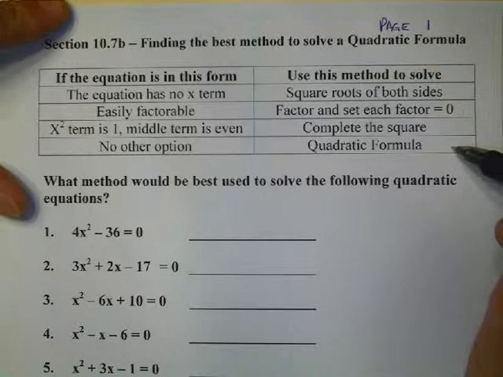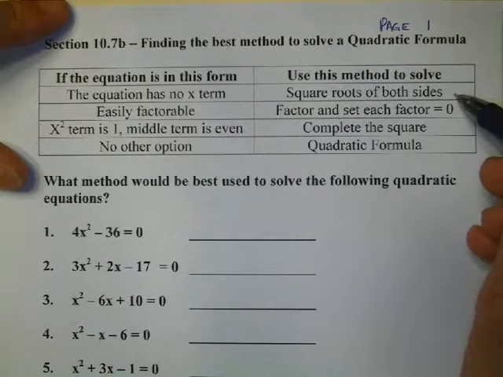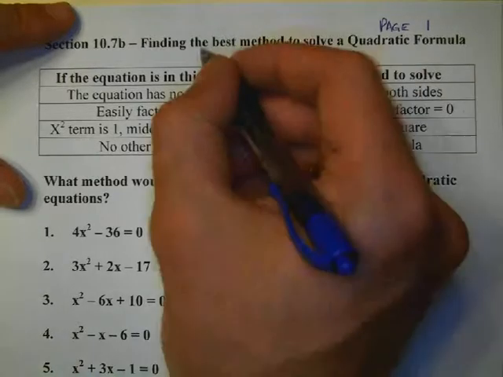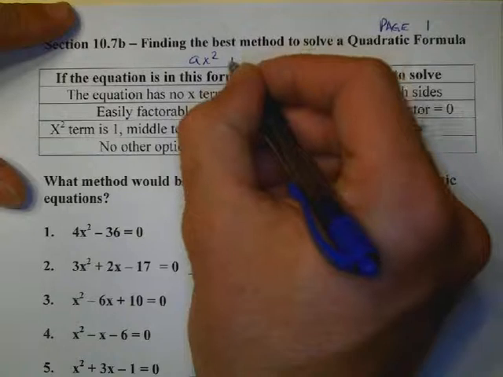The quadratic formula works for every single problem, but it's the longest, and taking the square root of both sides is the quickest and shortest method. As we look at our problems, we want to identify which one has the best method for each example. If you want to take the square root of both sides, look for an equation that has no x term.